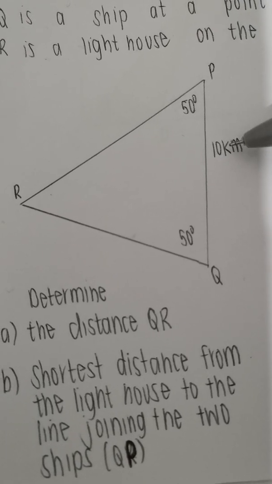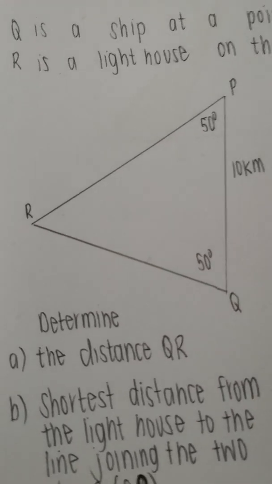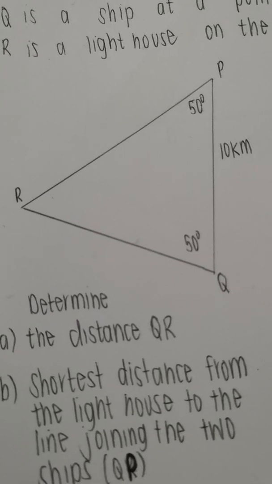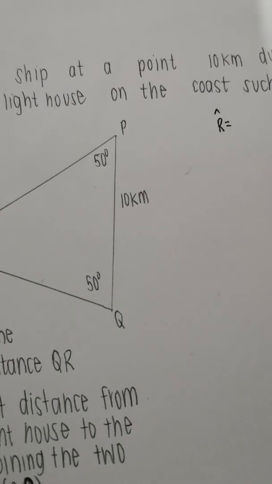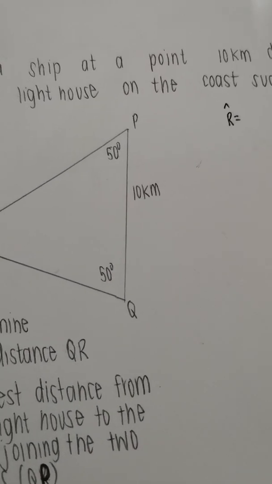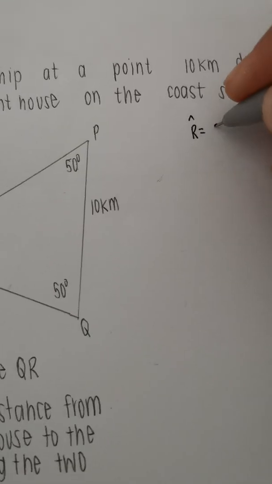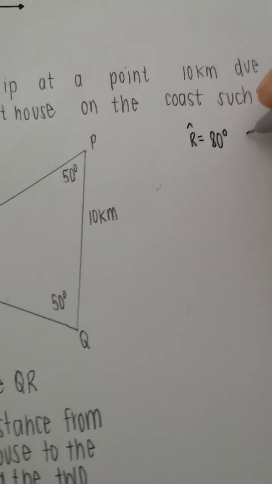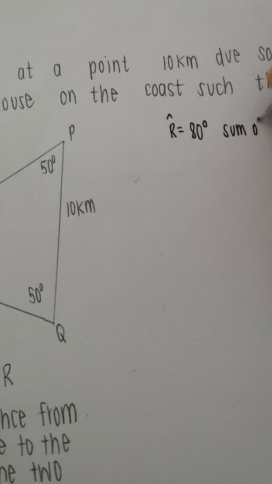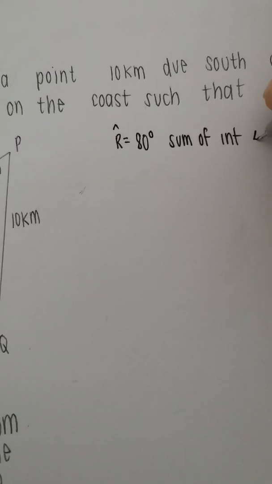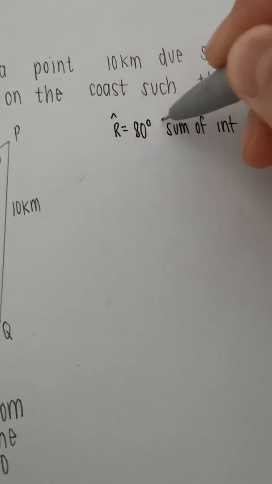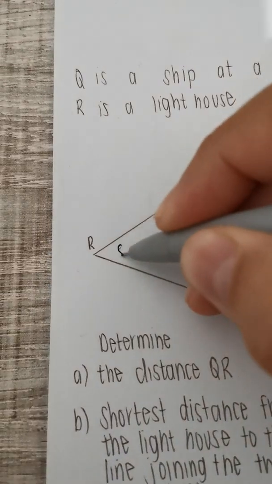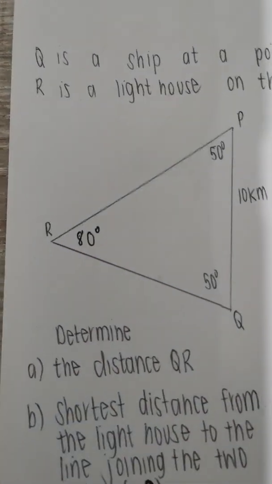This side that's given to us has to correspond with angle R, which means that we need to figure out angle R first. So I'm going to first say angle R is equal to, you don't have to write out the whole calculation, 180 minus 50 is going to give me 80 degrees. Sum of angles of triangle, right?